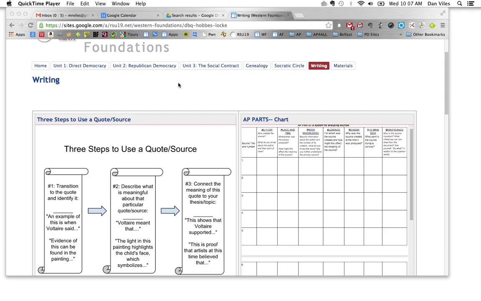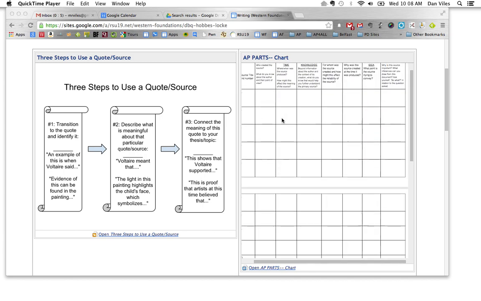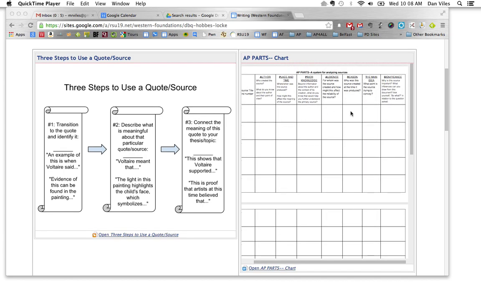Hello. Today we're going to talk about our final step in the pre-writing process. Right now you should have a completed AP parts chart with all 13 documents for the Hobbes and Locke Venn diagrammed in this chart. The first thing you need to do is check your main ideas and reasons.